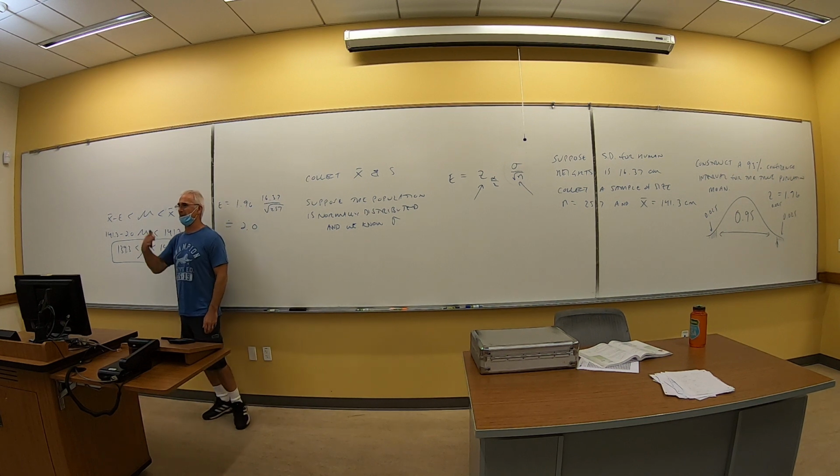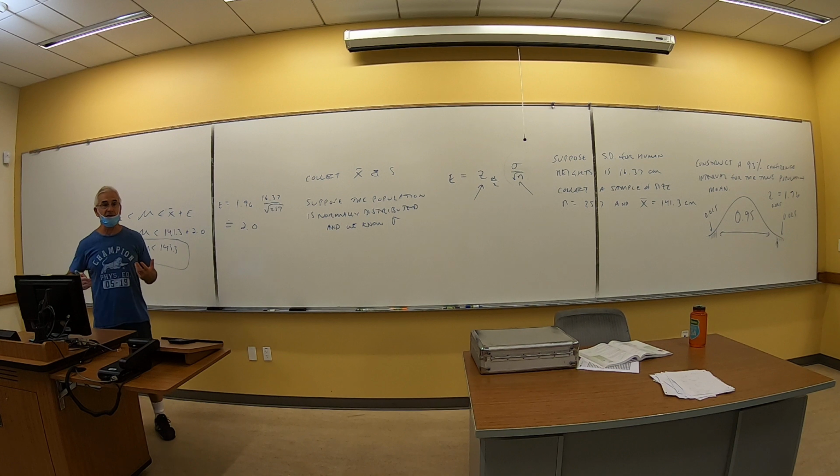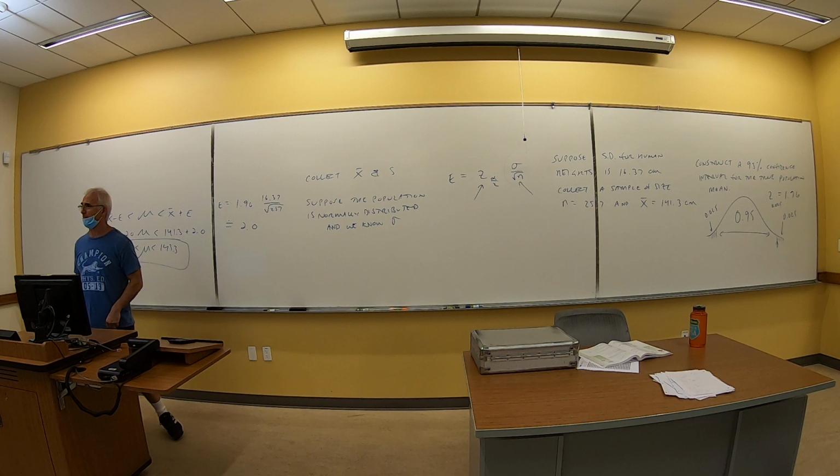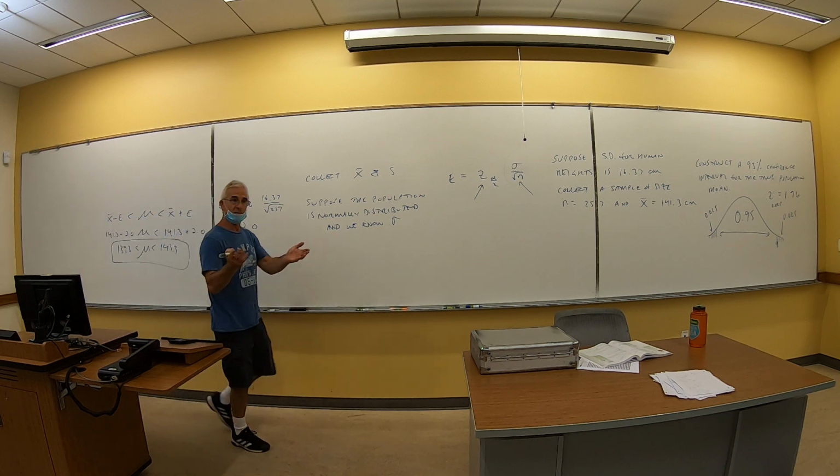You don't want your error to be larger. Again, I can say with certainty the average height of a Mesa College student is between 0 and 1,000 centimeters. I can say that with certainty. But it's not very useful, because 1,000 centimeters, well, that's over 31 feet. So that's probably, yeah, it's true, but it's not really helpful. I would like a confidence interval to be small.